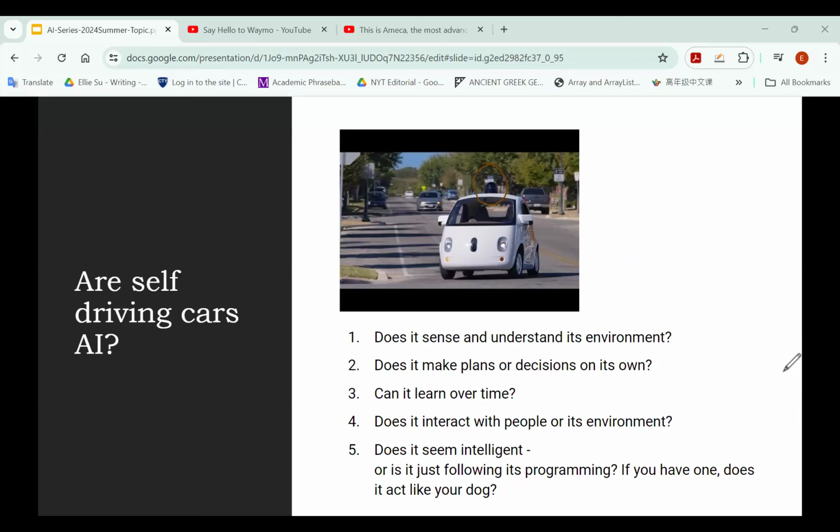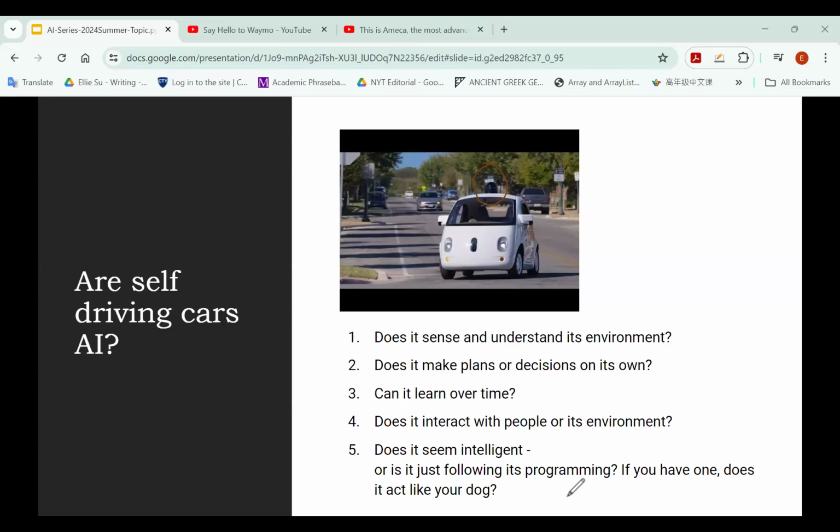Do you think the car makes its decisions on its own? Yeah, it drives, and when it sees a red light or something, it stops by itself. So it does make decisions. Do you think the car can learn over time, and how? Yeah, people are saying it learns how to drive, it learns how to follow directions, and it learns how to avoid accidents that might have happened in the past. Not with the car, but in general.